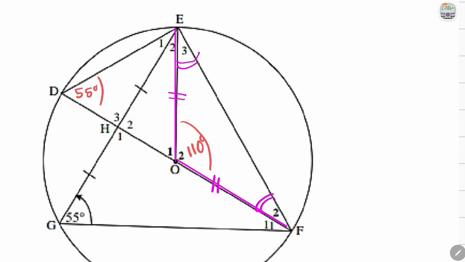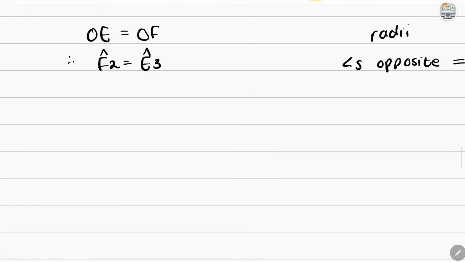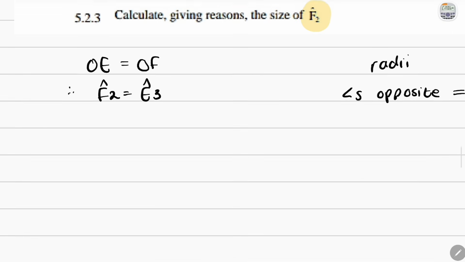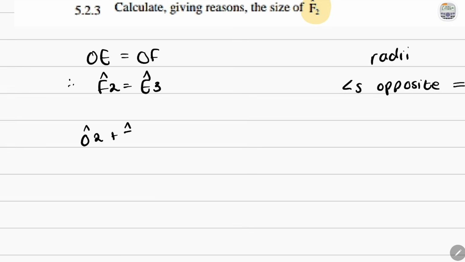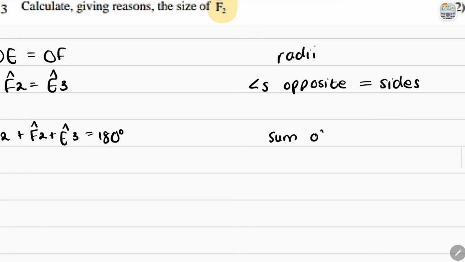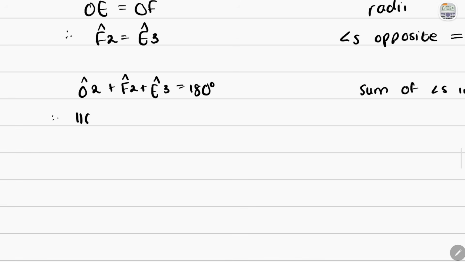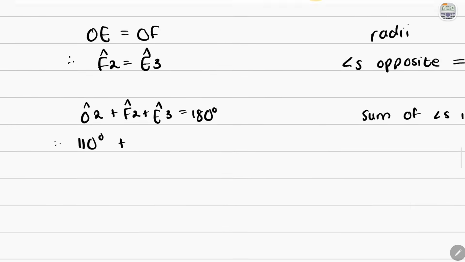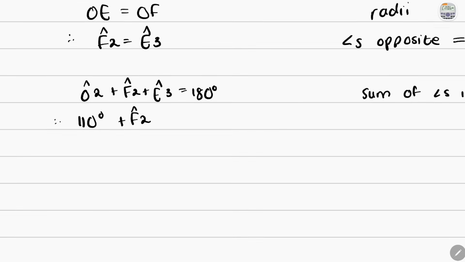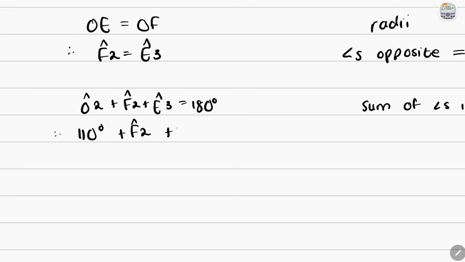Now with that, look at what we can just do. Because we have a triangle and we know that the angles in a triangle add up to 180 degrees, we're going to say 110 plus this angle plus that angle. So we can just put everything out first. Angle O2 plus angle F2 plus angle E3, they're all angles that lie in a triangle, so they add up to 180 degrees. And our reason is because we have the sum of angles in a triangle. Now fill in. O2 was equal to 110 degrees. We're trying to find angle F2, so we leave this as angle F2. But we know that angle F2 and E3 are equal, so in place of E3, we're going to change that to F2, is equal to 180 degrees.